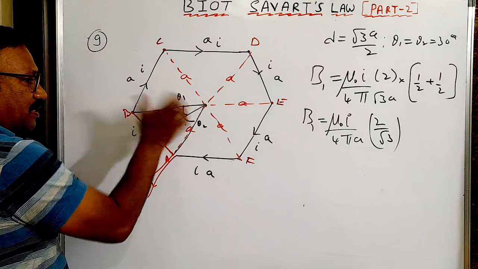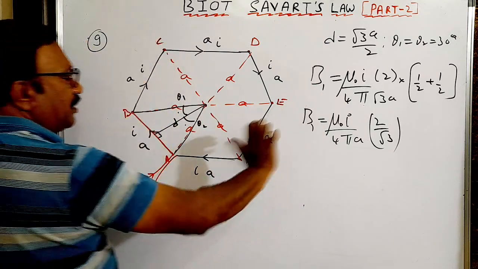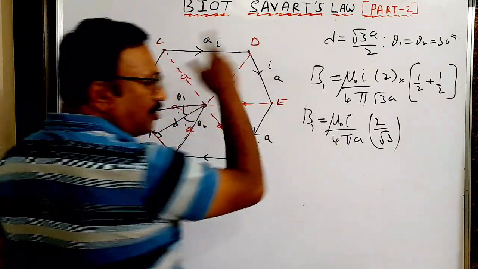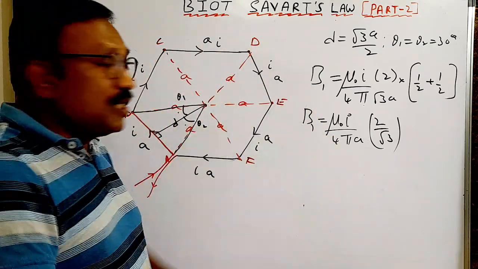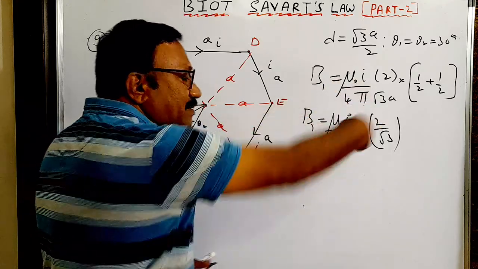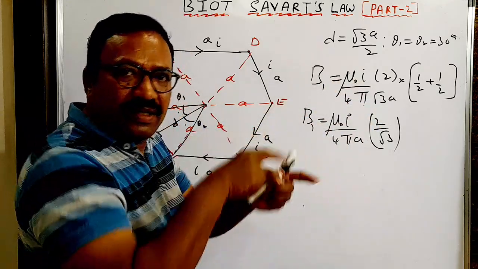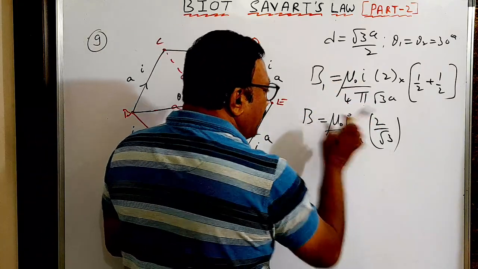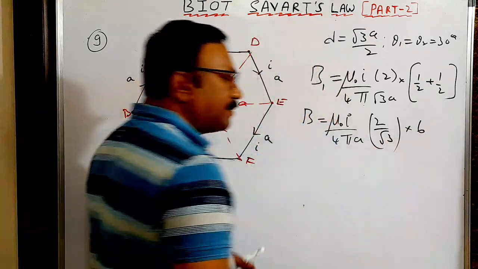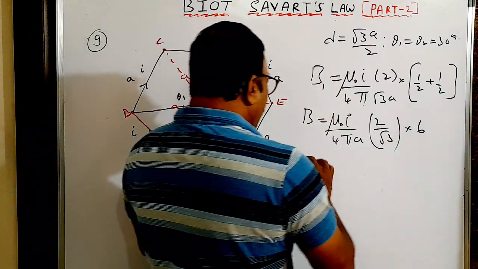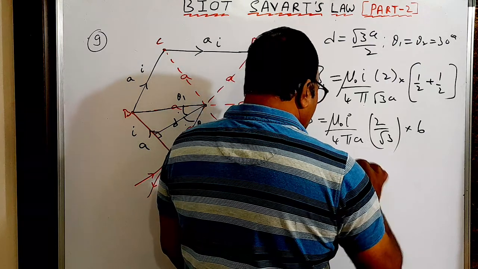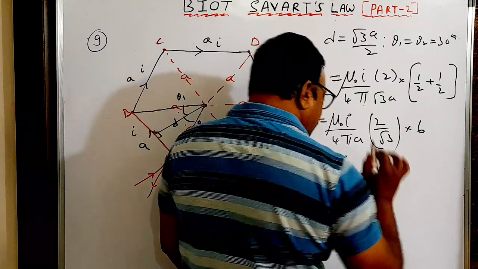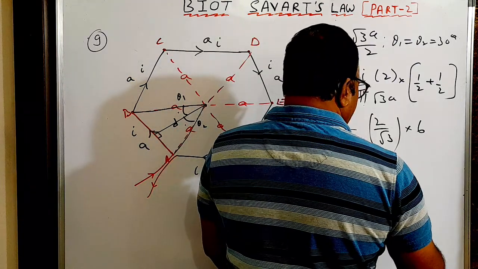This produces inward field, this also produces inward field, this also inward, this also inward, all are producing inward fields only. So there are 6 fields like this. All are inward, so into 6 I have to do. So the total field will be into 6. So therefore the field is mu naught I by 4 pi a, this is 2 by root 3.